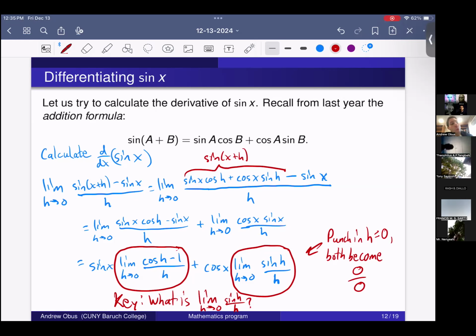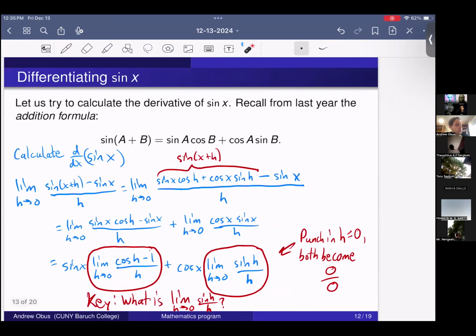Now, people may know that it's 1, but I want to draw you a picture using geometry that shows you why this is 1. Okay, so what is the limit? If we can figure out what these two limits are, then we know the derivative of sine of x is going to be sine of x times this limit plus cosine of x times this limit. So we need to figure out what these limits are. Okay, so the key is what is the limit as h approaches 0 of sine of h over h?